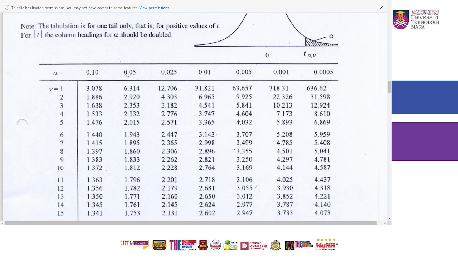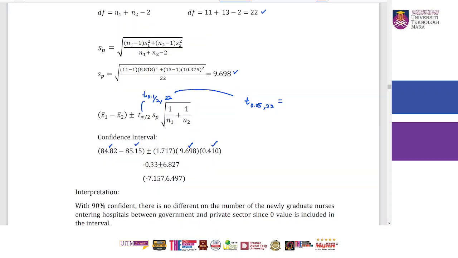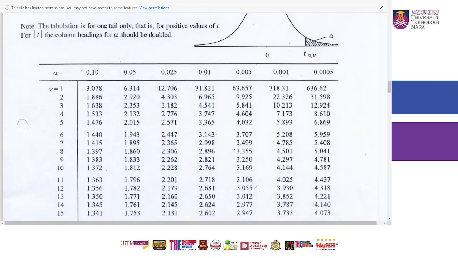So you have to look over here, at the 0.05 column. Do not look at 0.1, even though alpha is given as 0.1, because this is a one-tail diagram, so it only shades one side. So you have to take the alpha in the table. In this situation, if you look at our formula earlier, our alpha is 0.05. So this refers to the alpha in the table, not the alpha in the question.